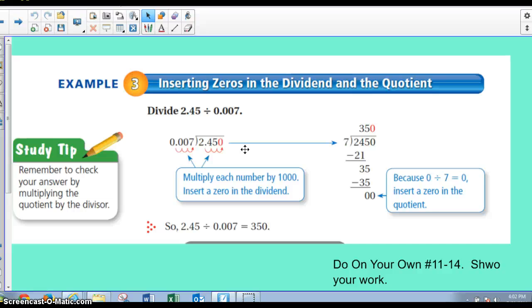Do 11 and 12. Oh, sorry, 11 through 14, and show your work. Show your work and then come on back. Make sure you did show your work in this on your own that you just did.